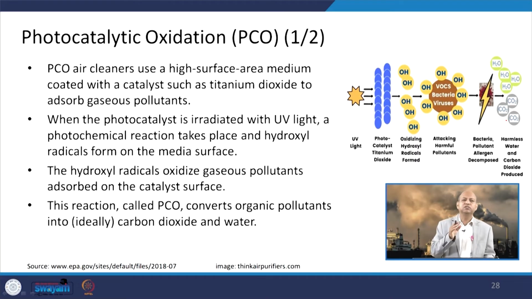When the photocatalyst is irradiated with ultraviolet light, a photochemical reaction takes place and hydroxyl (HO) radicals are formed on the media surfaces. These OH radicals are very quick and oxidize whatever they come into contact with. So, these hydroxyl radicals can oxidize gaseous pollutants adsorbed on the catalytic surfaces. This reaction, called PCO, converts the organic pollutants into carbon dioxide and water. They are harmless in the sense that they are not pollutants, but of course, both are greenhouse gases. Although there are issues, from a health point of view, at least they are not problematic.